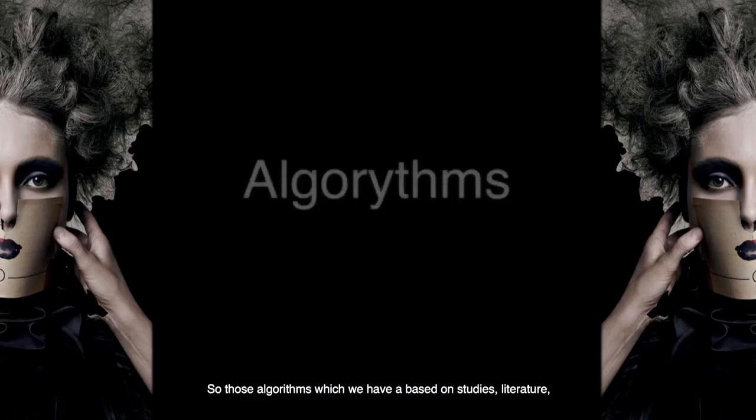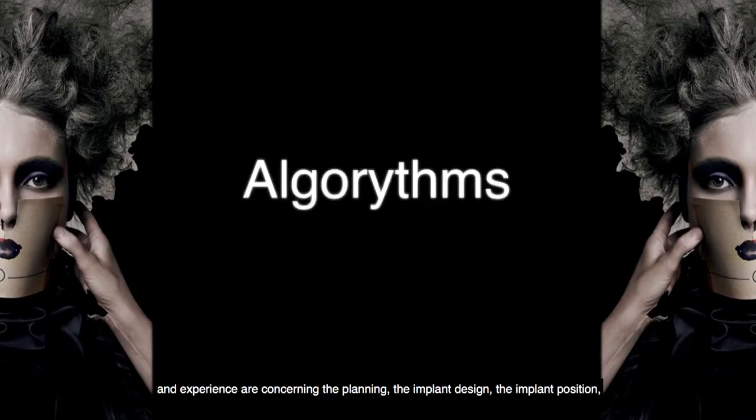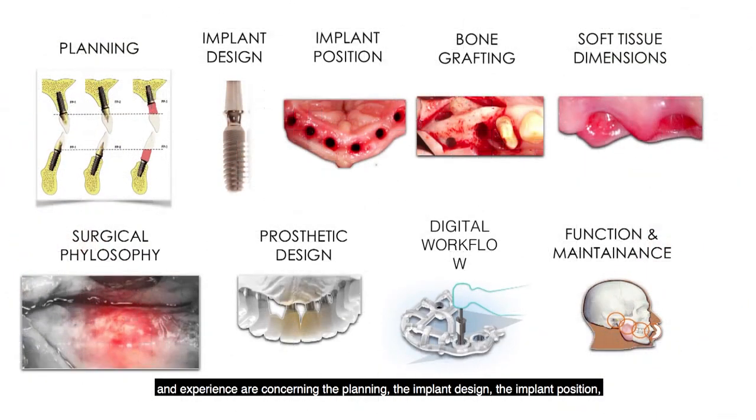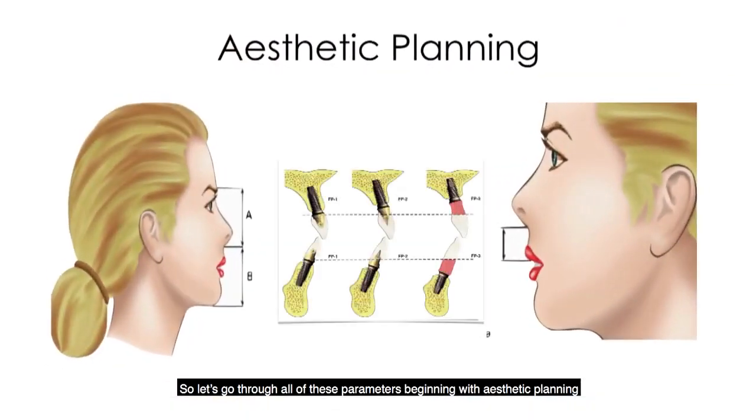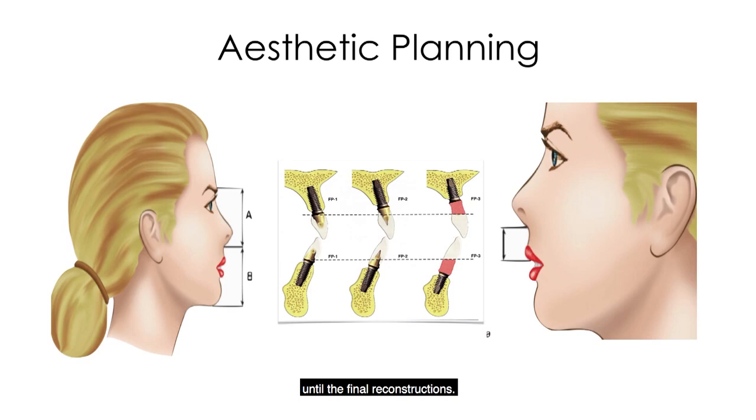Those algorithms which we have, based on studies, literature, and experience, concern the planning, the implant design, the implant position, the bone grafting, the soft tissue dimensions, the surgical philosophy, the surgical way of doing the incision and the flap design, and the prosthetic design. All this can of course be implemented in a digital workflow with its advantages and maybe disadvantages, and long-term function and maintenance, where we also have parameters. So let's go through all these parameters, beginning with aesthetic planning until the final reconstructions.